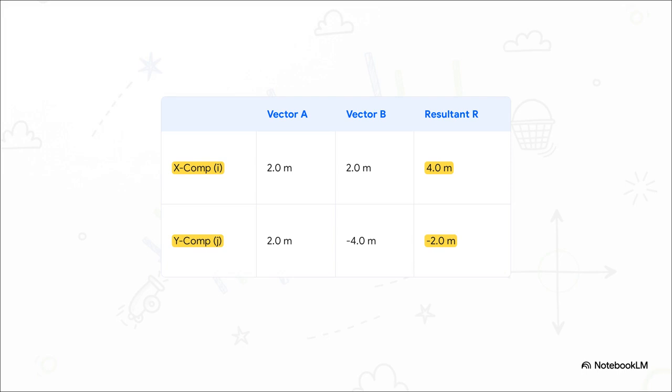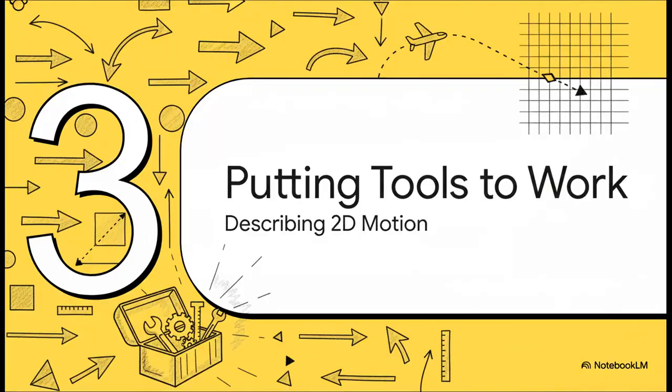Okay, check this out. Let's make this real. We've got vector A and vector B. To get our new vector, r, we just look at the x components. 2 plus 2 equals 4. Easy. Then we look at the y components. 2 plus a negative 4 gives us negative 2. So our brand new vector is just 4i minus 2j. See? Simple as that. So, we have our toolkit. We know how to use it.